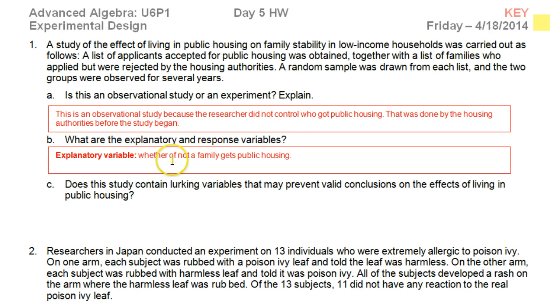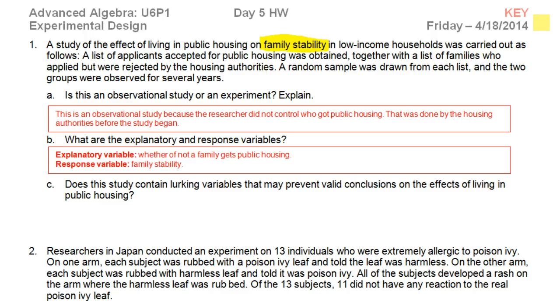On the other hand, the response variable is the potential result of getting public housing or not. As far as the way the study was set up, it says that they were trying to study the effect of public housing on family stability. So they're specifically studying what happens to family stability. So family stability is going to be the response variable.